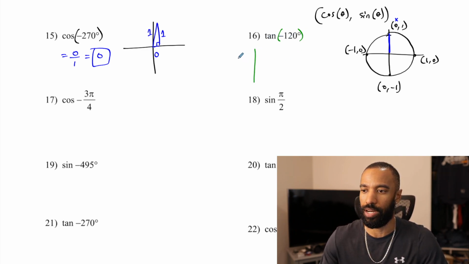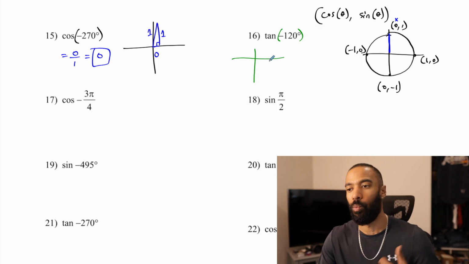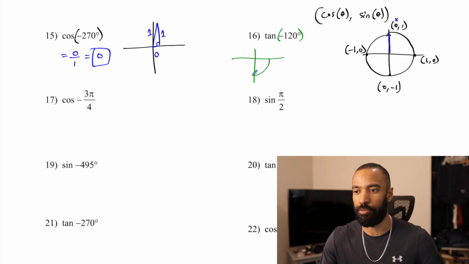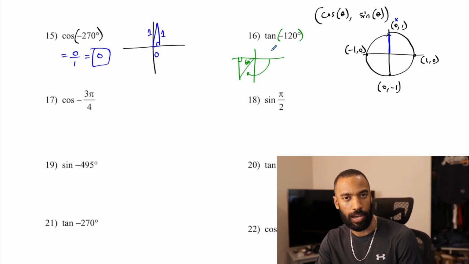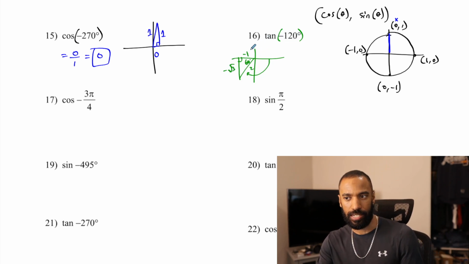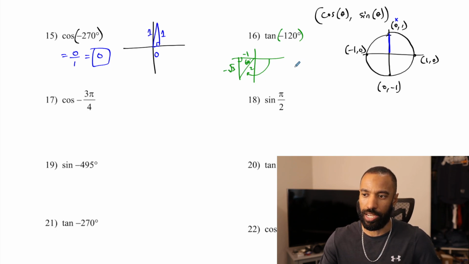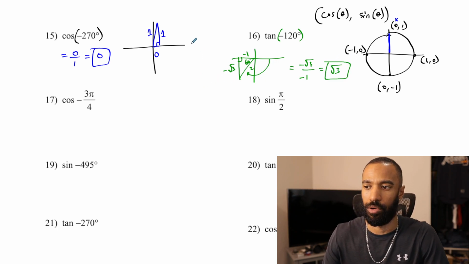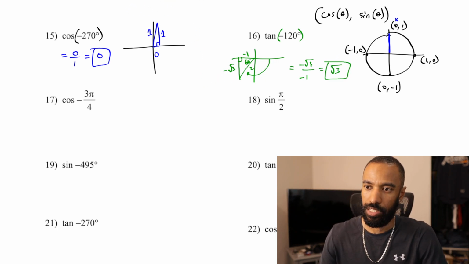So negative 120, once again, is clockwise. 120 is 30 away from 90 right here, which is 60 away from the 180. But we're 60 down because we went clockwise. So this is negative root 3 opposite the 60, and negative 1 and 2. Tangent is opposite over adjacent. So it's negative root 3 over negative 1, which is positive root 3. Tangent of negative 120 is positive root 3.